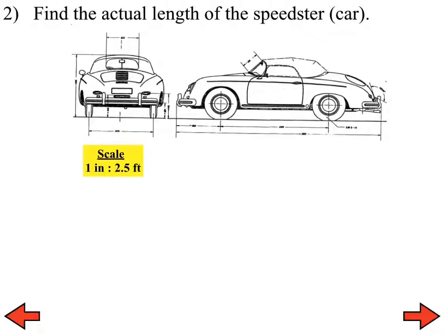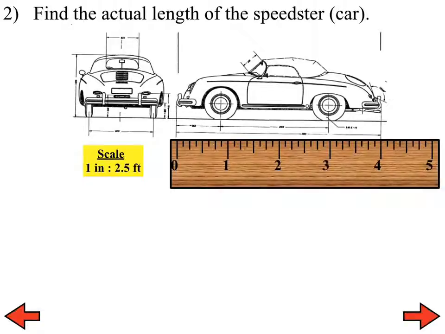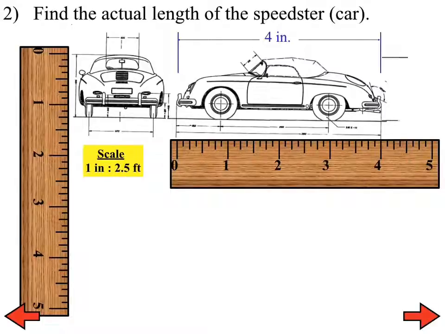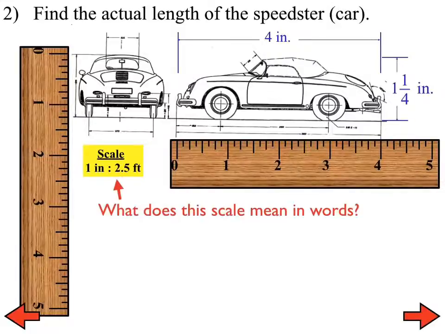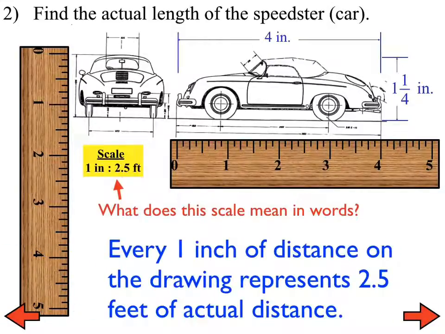All right, number 2, I have a drawing for you. This is a drawing of a car, and that car is called a speedster. And I have a scale for you. The scale says 1 inch to 2.5 feet. What does that scale mean in words? Sean? For every inch on the picture of the car, it's 2.5 feet in real life. Perfect. Go ahead and write that down on your notes where it says, what does the scale mean in words?